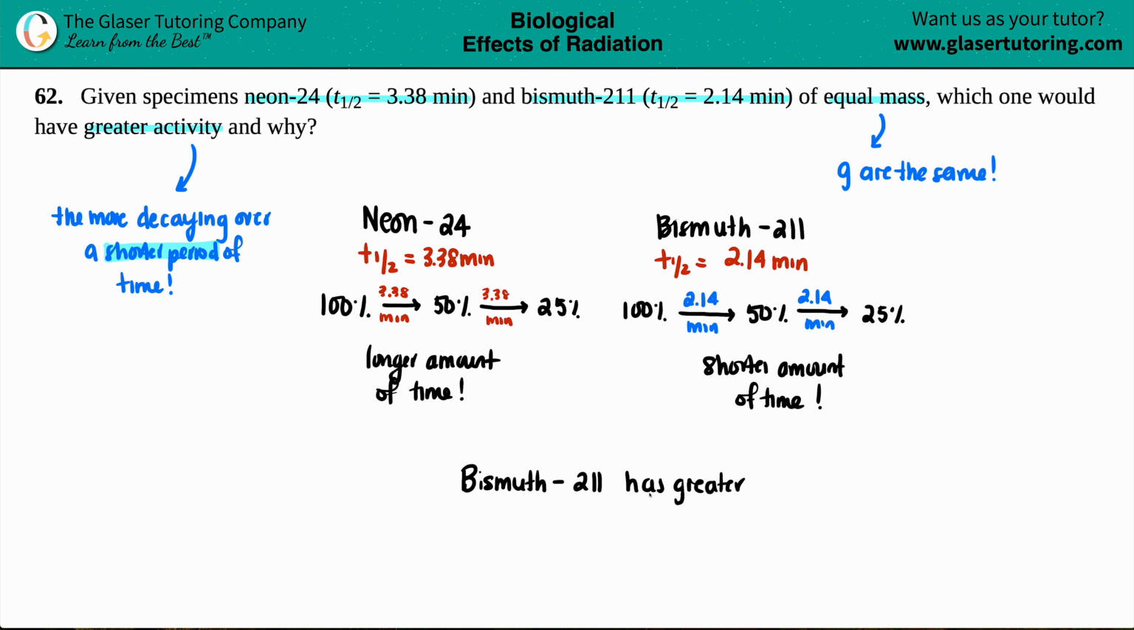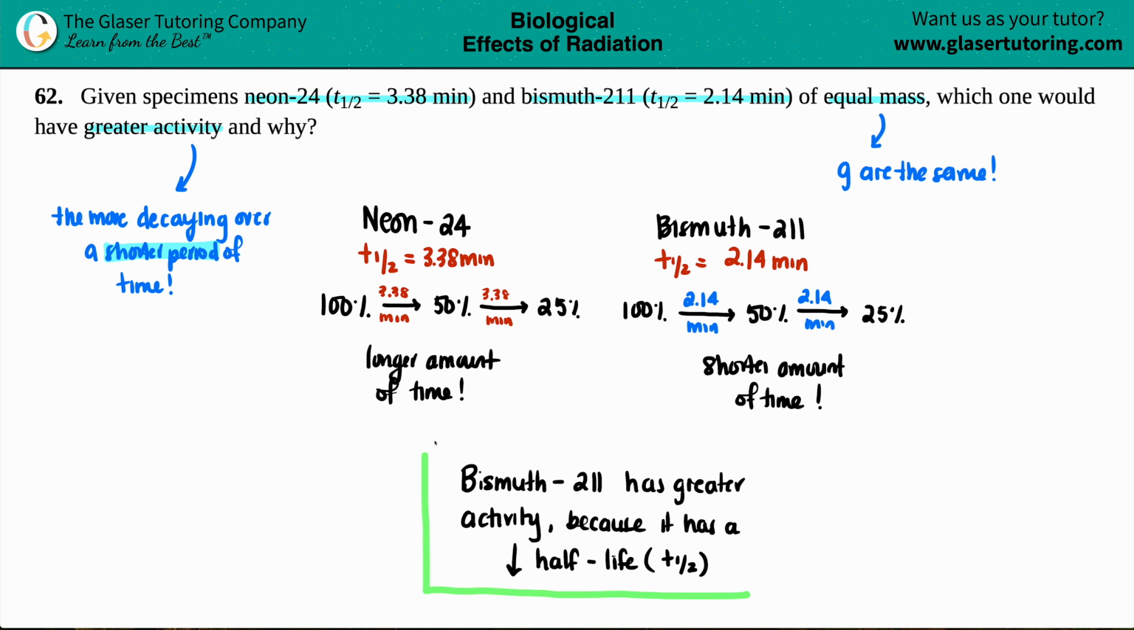And if we do need an explanation because it says why, that's because it has a lower half-life. The lower the half-life, the more you're going to be breaking down in a shorter period of time. And that is the reasoning. It had nothing to do with the mass because they had the same amount of mass, and it all came down to the half-life. And that is the end.